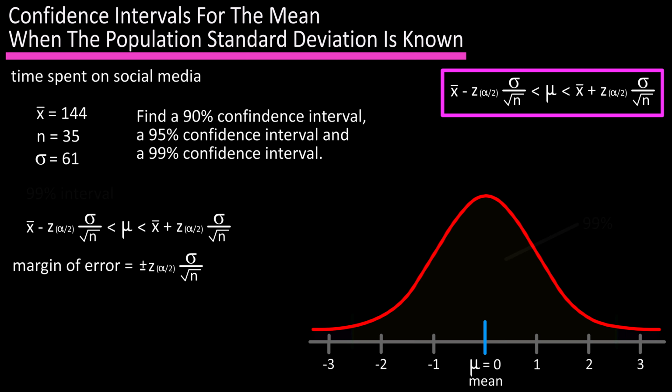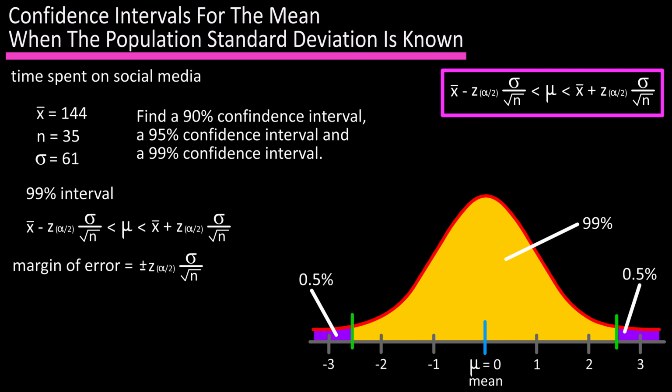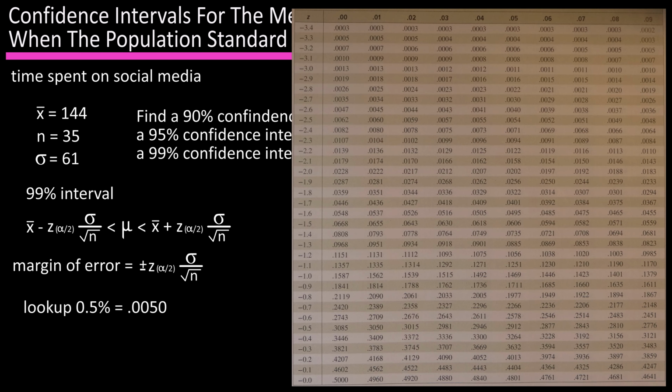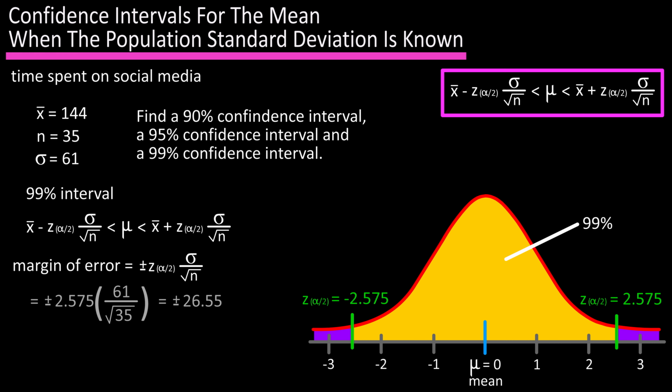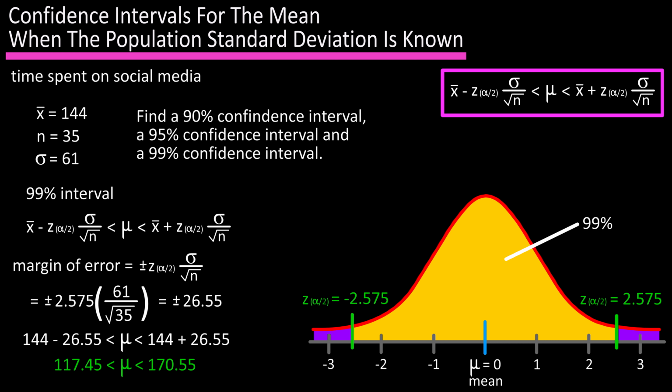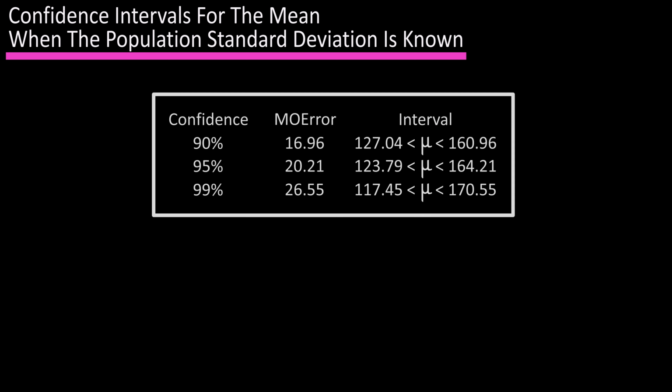And for part 3, 99%, we have 0.5% in each of the tails. So we look up 0.0050 in the z-table, and we get between negative 2.57 and negative 2.58. So we can again use the midway value of 2.575. Plugging and calculating out, we get a margin of error of 26.55, which gives us 117.45 less than mu less than 170.55. So here are our 3 intervals, and you can see as the percentage of confidence goes up, the intervals get larger.